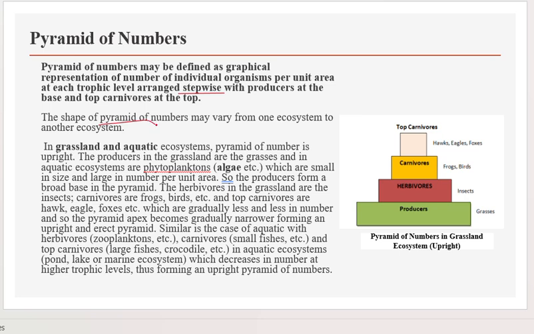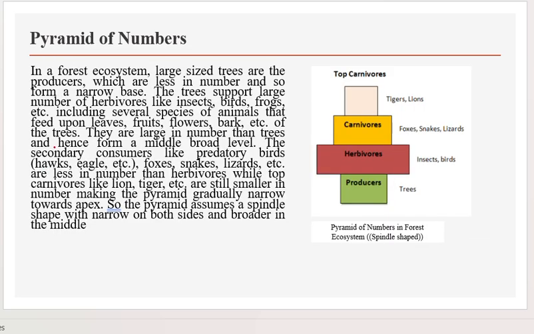Okay, the shape of the pyramid of numbers may vary from one ecosystem to another. This is obvious, as in every ecosystem there are different types of organisms present. Here the most important thing to remember is that in a grassland and aquatic ecosystem, the pyramid of numbers is upright, whereas in the forest ecosystem, it is not upright. It is called spindle shaped.